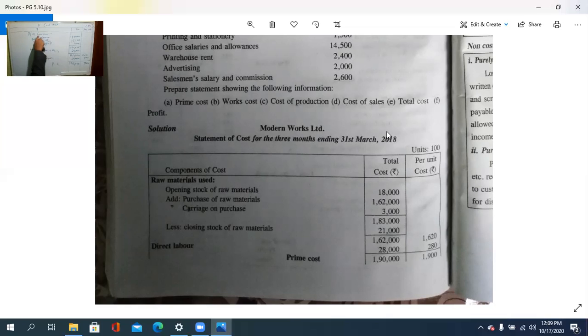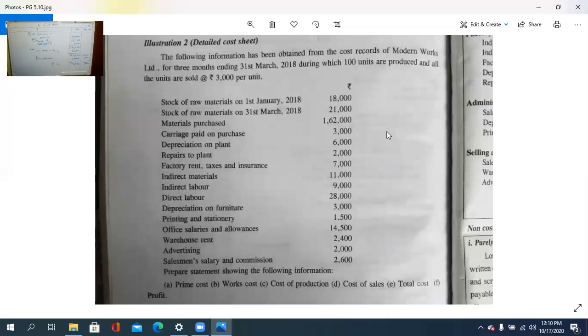So the prime cost is raw material consumed, whatever items relate to the raw material, like the opening 18,000 and purchase of RM 1,62,000. If any more item is related to that purchase, that also should be added. So 1,83,000 less closing stock 21,000 gives 1,62,000. Direct labor is to be added, so 1,90,000. That is the prime cost. This much is the direct material, this is the direct labor, and if direct expenses are there, that also should be added. Clear? That much.